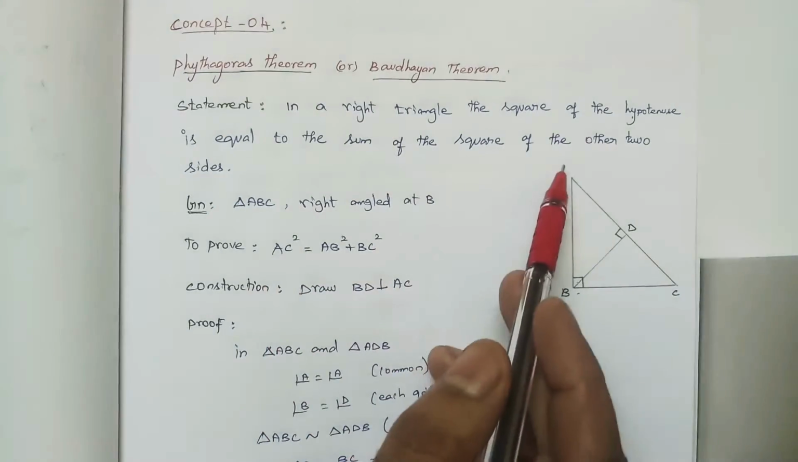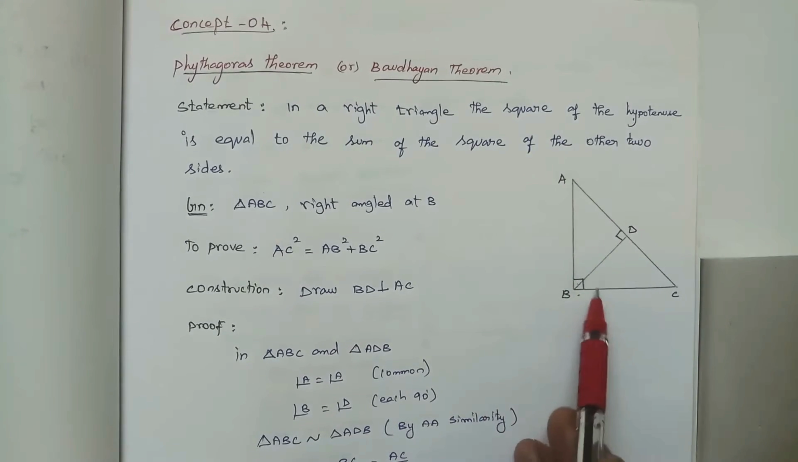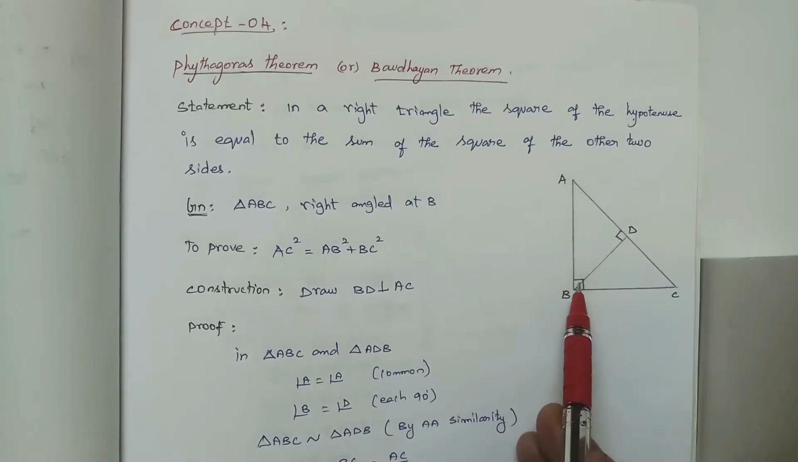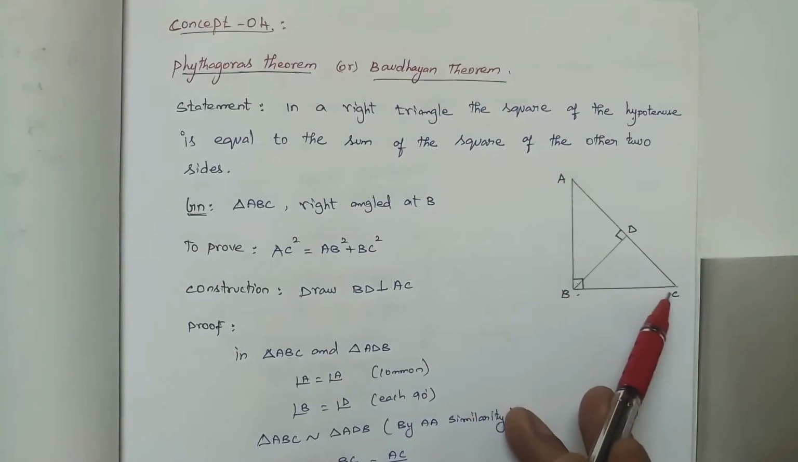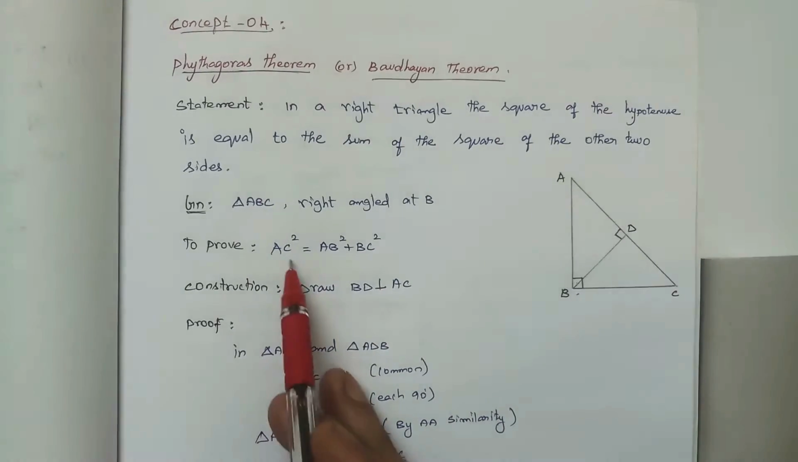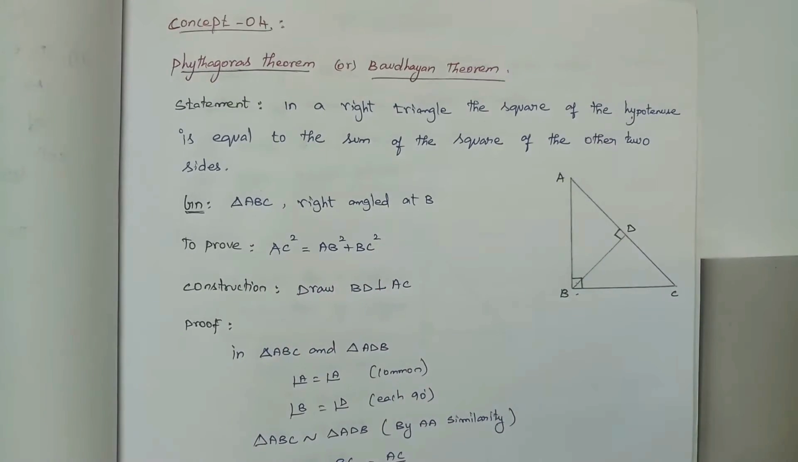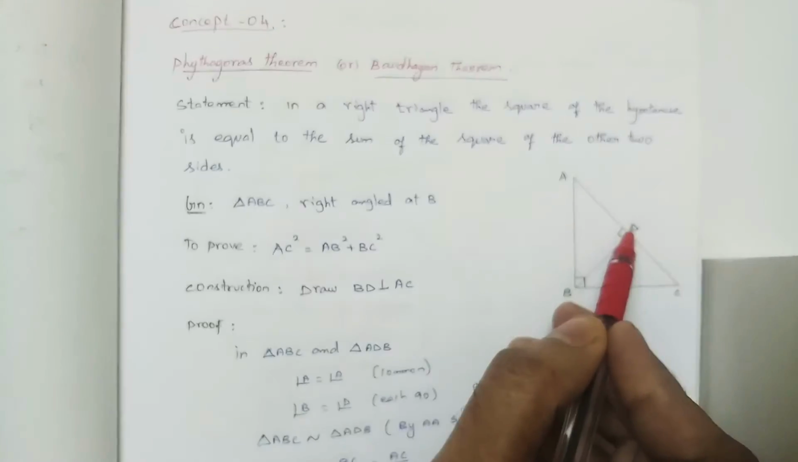That is, ABC is a right angle triangle, right angled at B, then we want to prove that AC square is equal to AB square plus BC square. How are we going to prove that? It's very simple, by using the similarity property. We are having three triangles. I'm going to construct a perpendicular line. Draw BD perpendicular to AC.